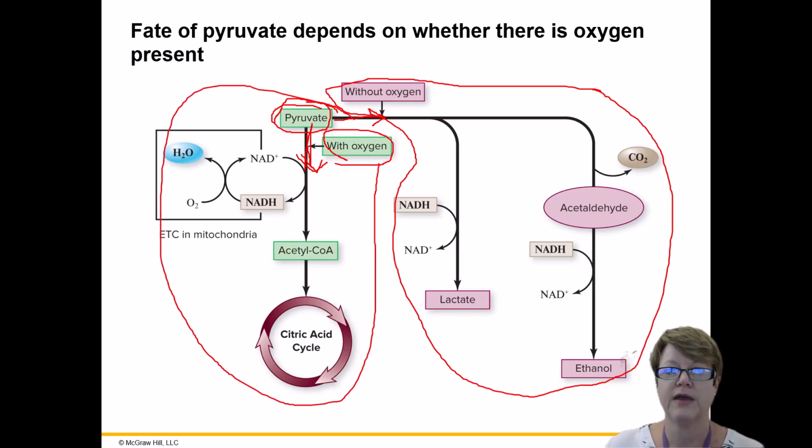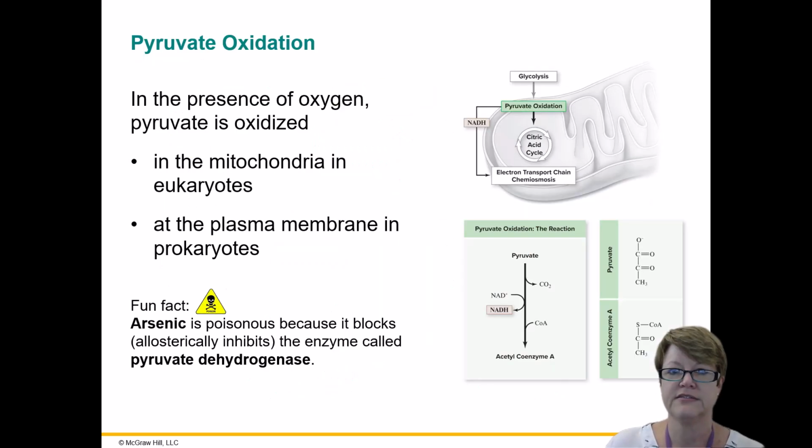So pyruvate is formed from glycolysis. Pyruvate then is going to be oxidized to acetyl-CoA, and then acetyl-CoA is going to enter this cycle called the citric acid cycle or Krebs cycle. And so that's the path that we're going to follow right now. So at this point, we have 2 pyruvates that are produced from glycolysis. And the next phase, when oxygen is present, is called pyruvate oxidation.